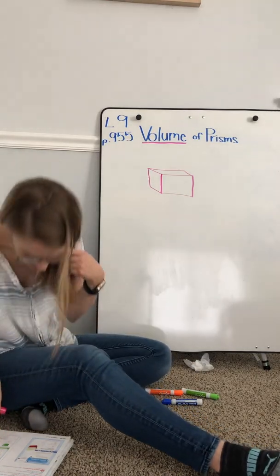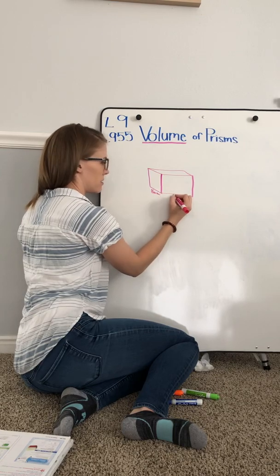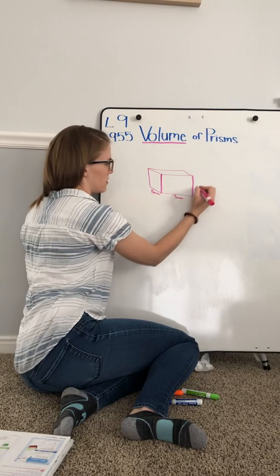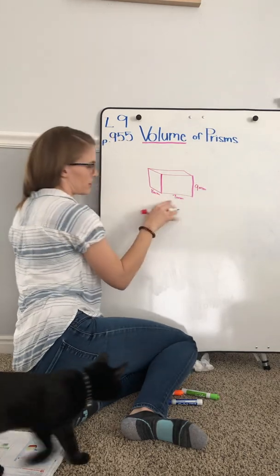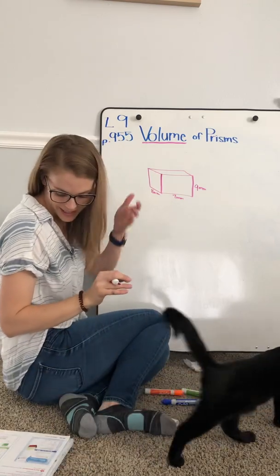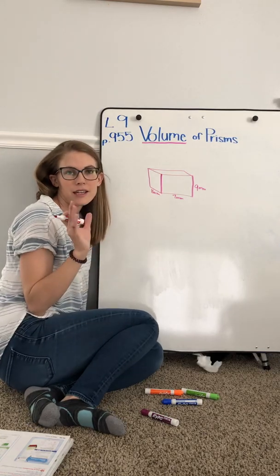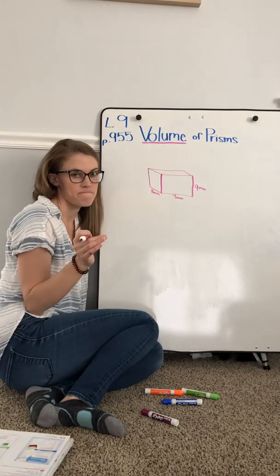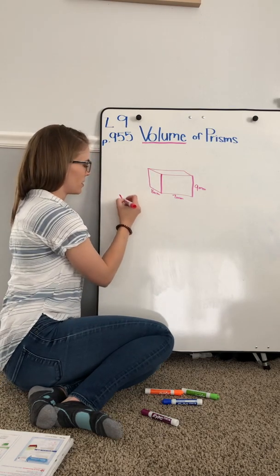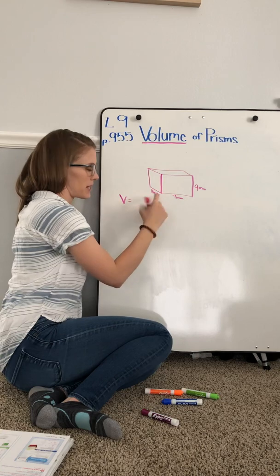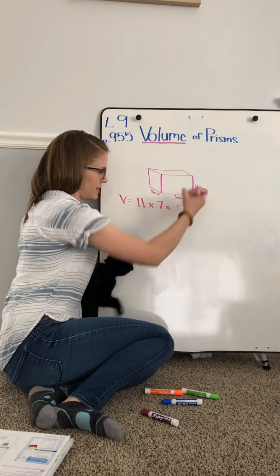All right, it's 11 by 7 by 9, and we're using millimeters. Just because it's my picture, ignore the fact that the 11 looks smaller than the 7. Okay, so again here, think about the formula that you need to use. Yeah, volume, length times width times height. 11 times 7 times 9.